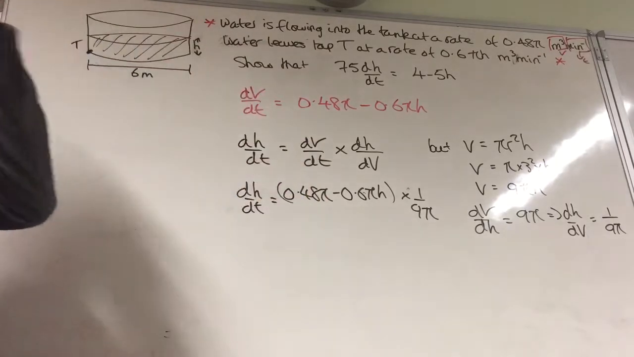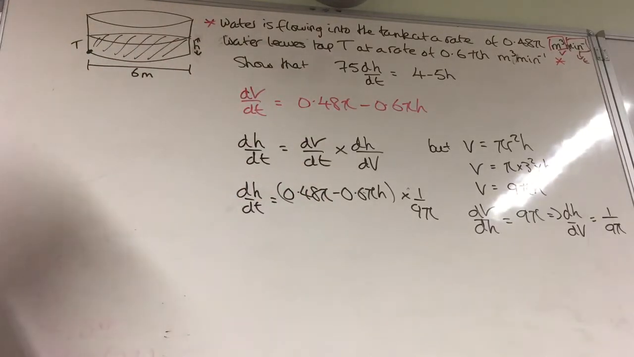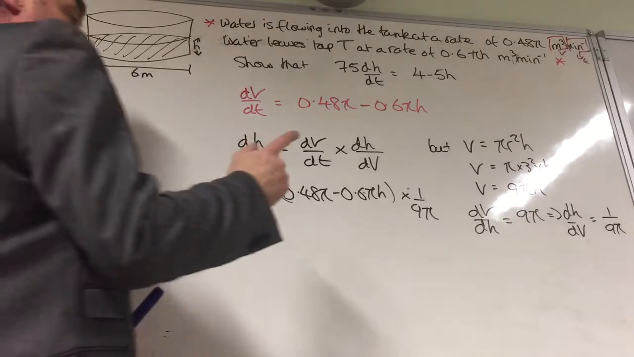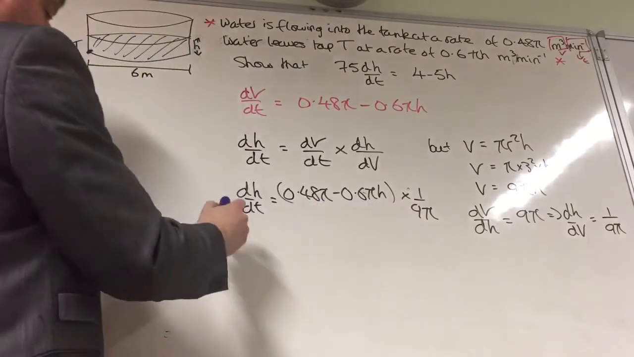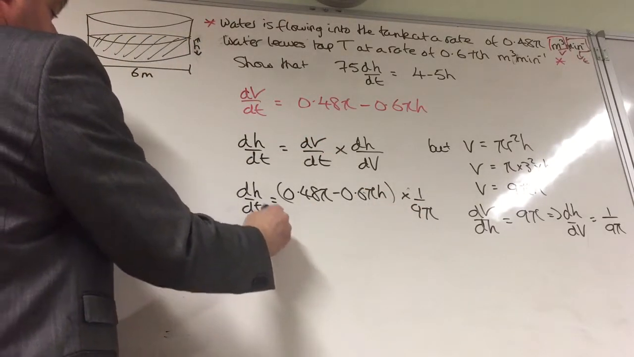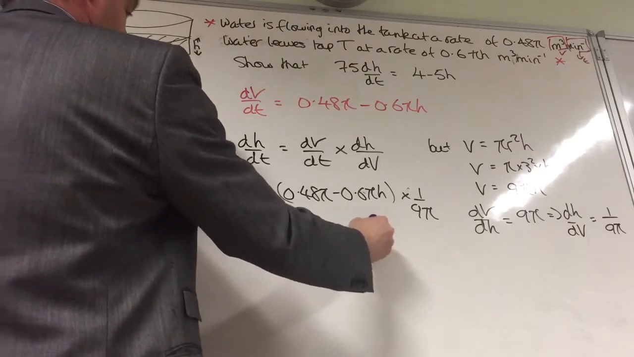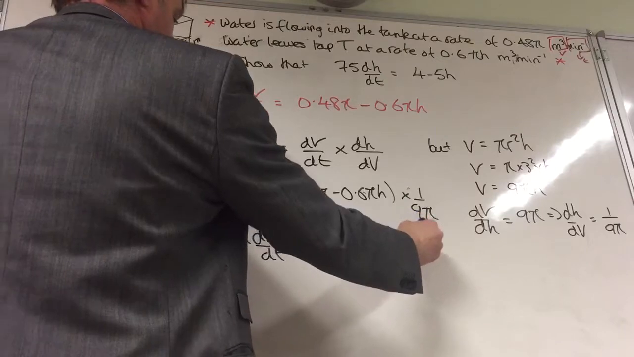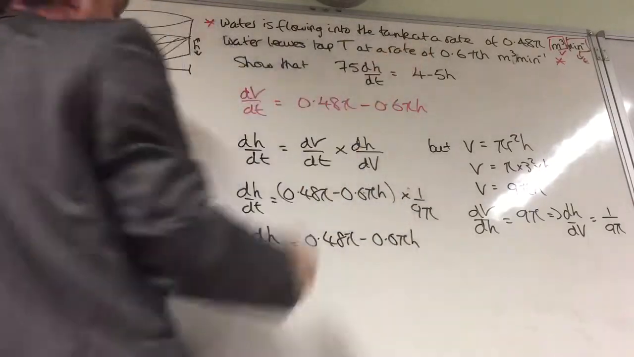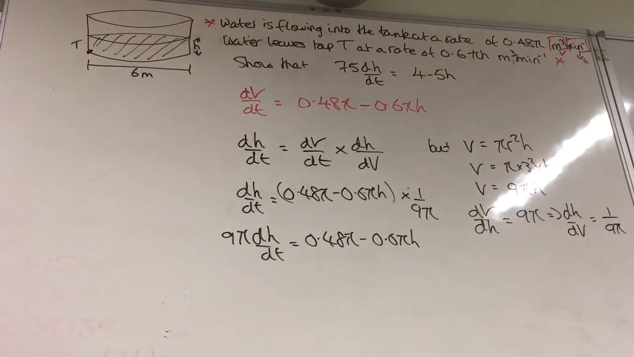So how can I get rid of that 1 over 9 pi? What can I times the other side by? Times by 9 pi. Yeah, because it's 1 over, isn't it? So 9 pi dh by dt is equal to 0.48 pi times 0.6 pi h. And that's a good thing to do because there's no fractions in that. So that should be a good start.